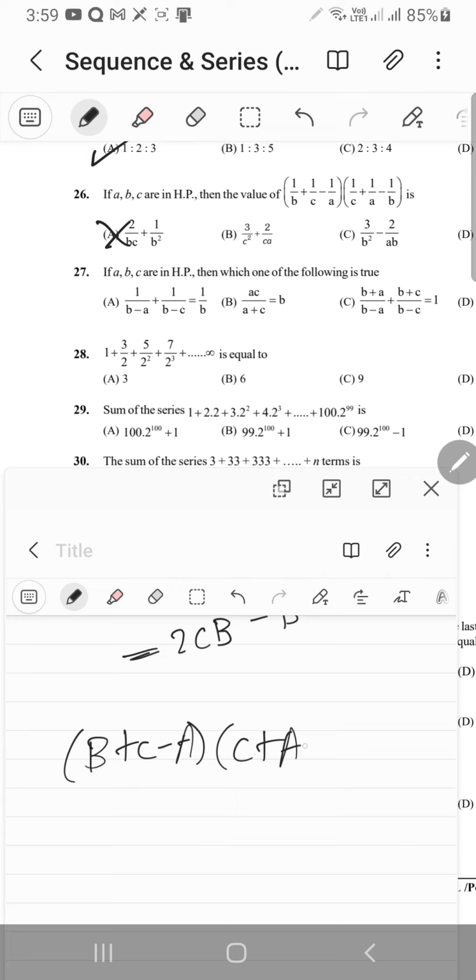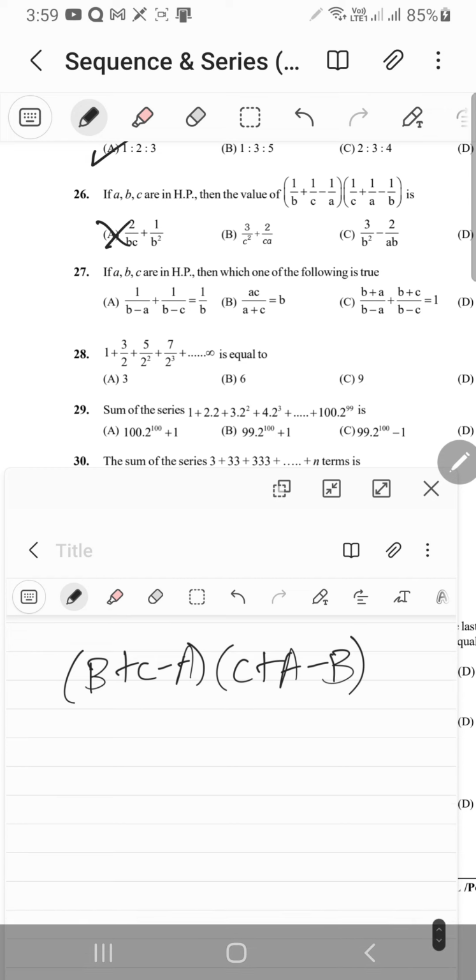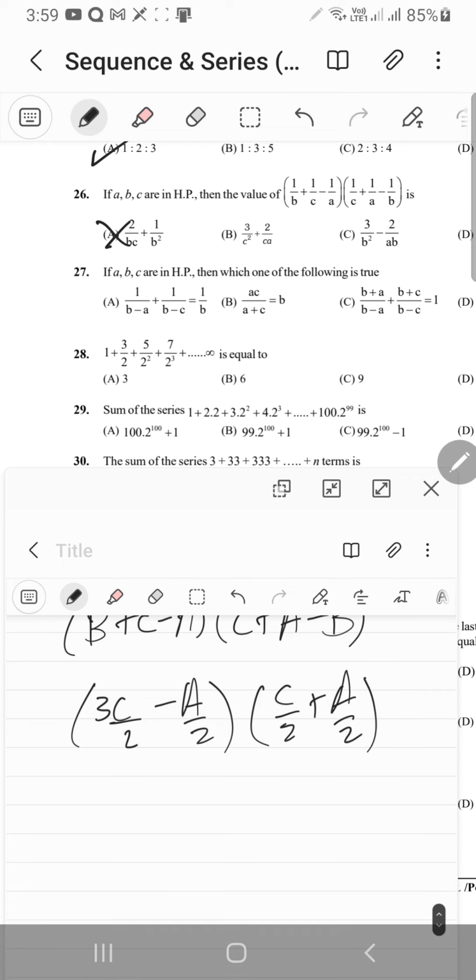Okay, and c plus a minus b, and you can say that b is a plus c upon 2, right, which is basically a upon 2 plus c upon 2. Putting that, you just get 3c upon 2 minus a upon 2, right? Okay, and c upon 2 plus a upon 2. Okay, fine, which is 3c squared upon 4. Okay, minus 1 and plus 3, that is 2. Yeah, that's 2 plus 2ac upon 4.